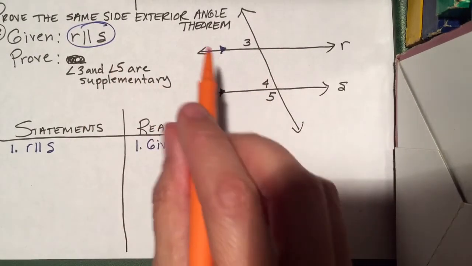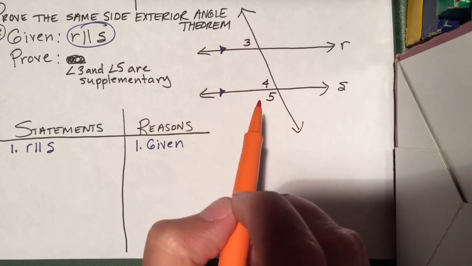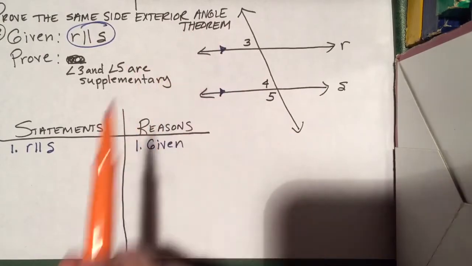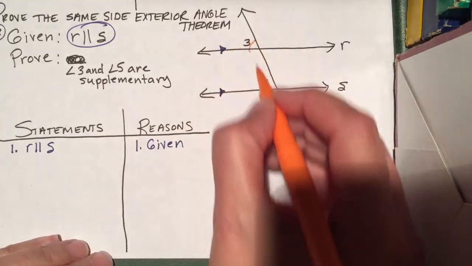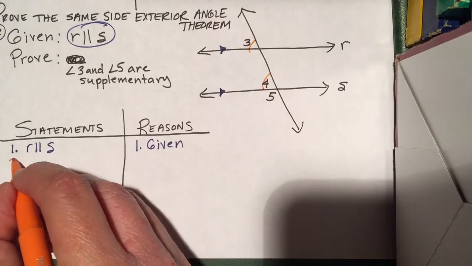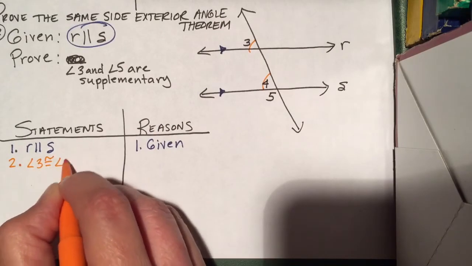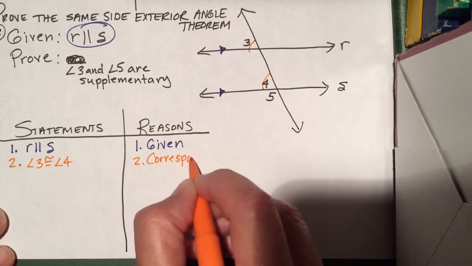We don't know the same side exterior angles are supplementary. That's what we're trying to prove. If we weren't trying to prove that, we could actually use this theorem, but we're trying to prove that theorem. So let's use what else I have. I have corresponding angles here, okay? So I know that angle 3 is going to be congruent to angle 4, and again, that's the corresponding angle postulate.